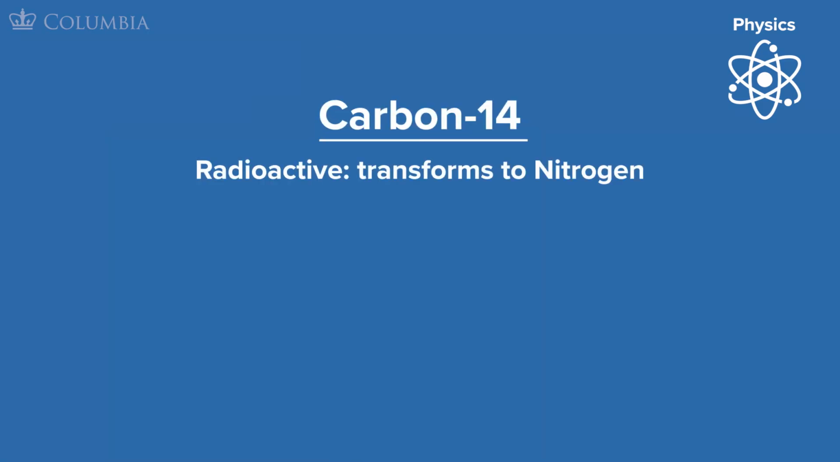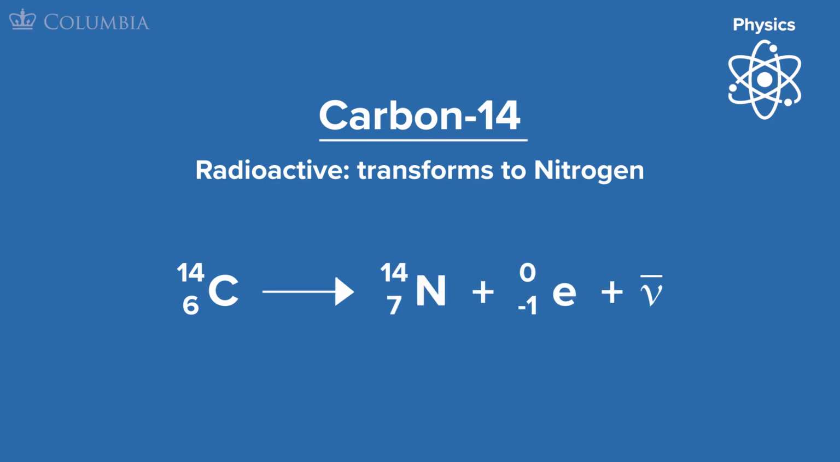What about C14? Well, C14 is special in that it's a radioactive nucleus. That means it spontaneously falls apart, transforming itself from carbon into a different element, nitrogen, which makes up most of our atmosphere, by spitting out an electron and a funny little particle called an antineutrino, which we needn't worry about.